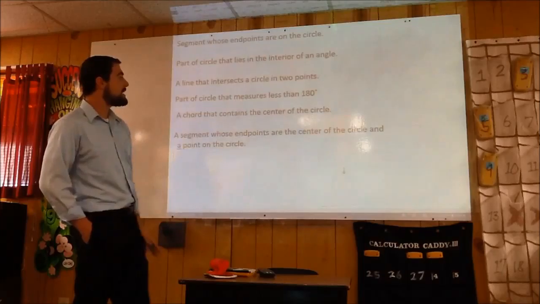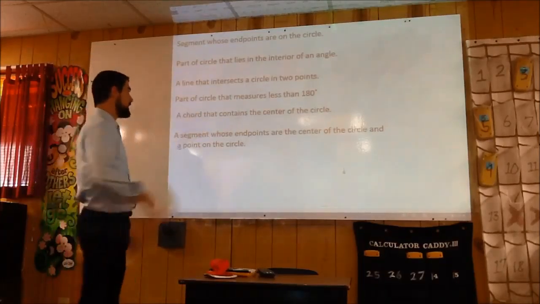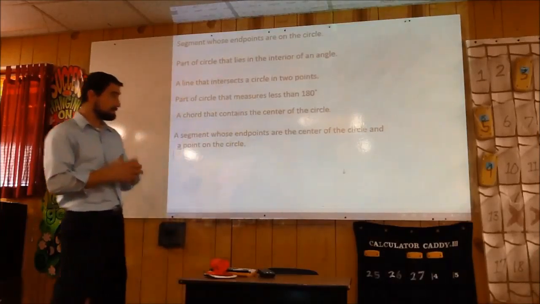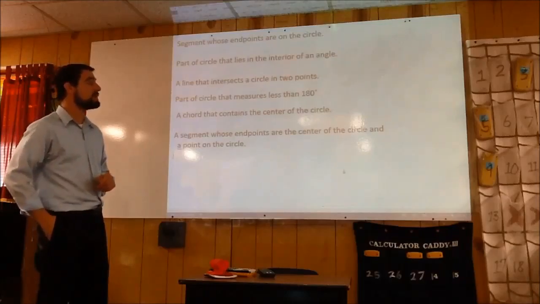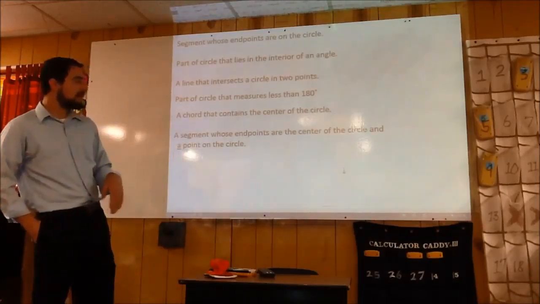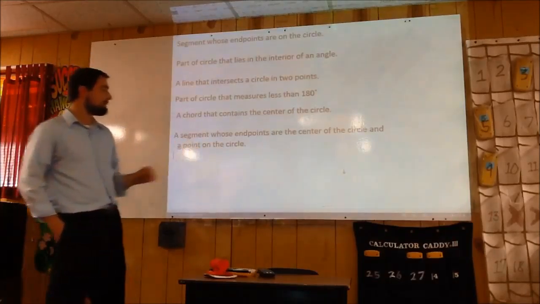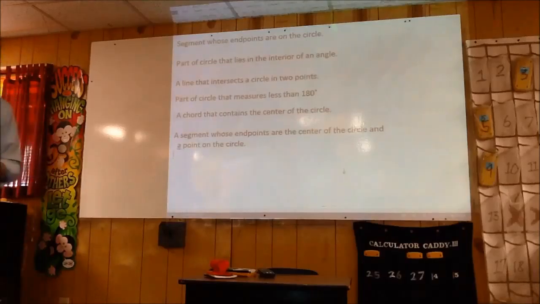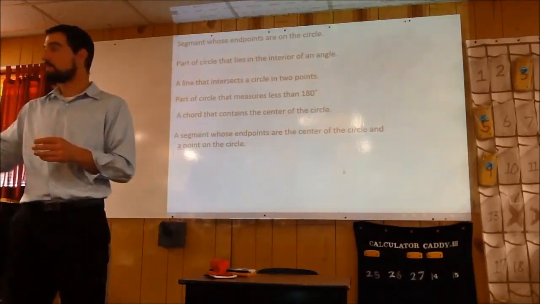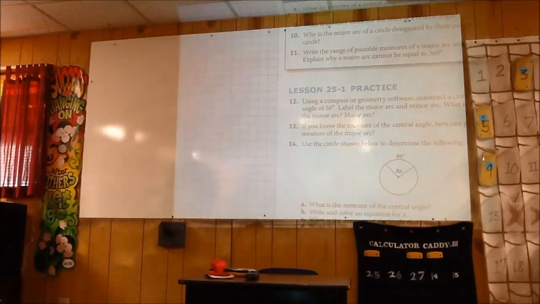Part of a circle that measures less than 180 degrees. Minor arc. So it is an arc, but I have to be a little more specific and say that it is a minor arc if it's less than 180 degrees. A chord that contains the center of the circle. Diameter. And a segment whose endpoints are the center of the circle and a point on the circle. Radius. Wonderful.